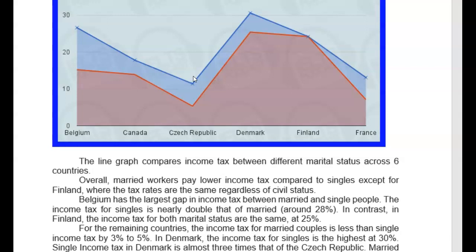I would say here again, Denmark had the highest, but it was very close to the figure for Finland. And then I would say what you said about Finland having equal taxes for both single and married, because that's a super interesting figure there. I would say that the figures for Czech Republic were also similar in terms of that difference, that they were also very low for single people, for married people.